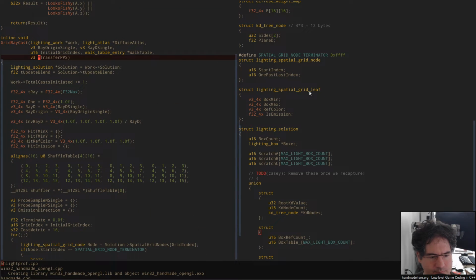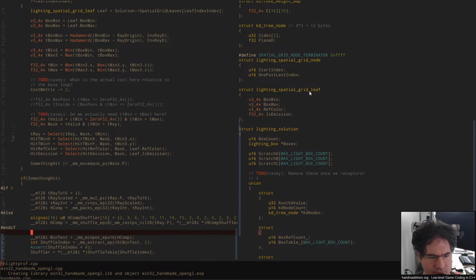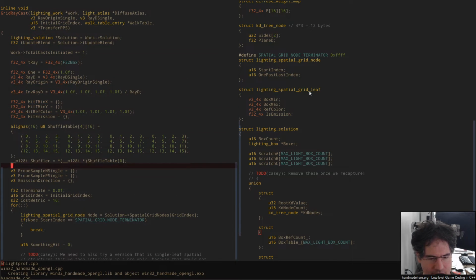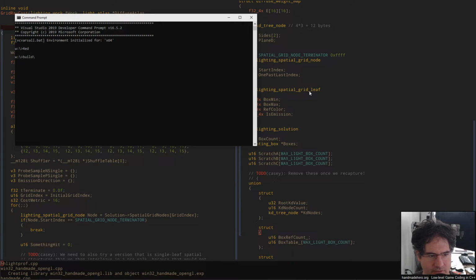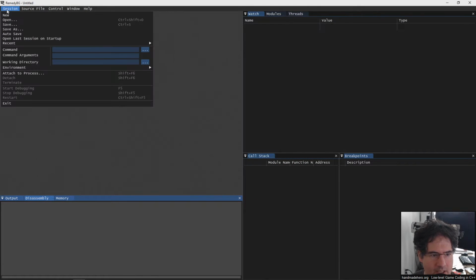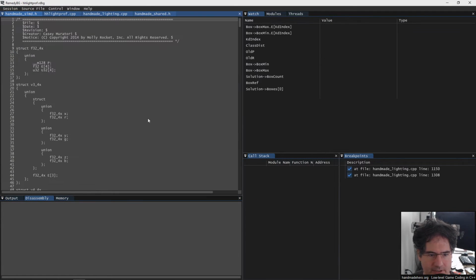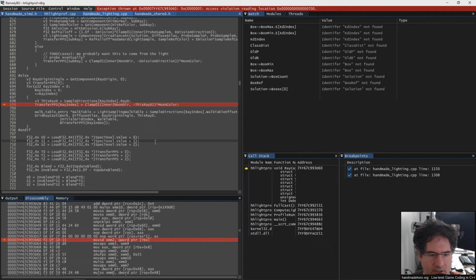I assume this should just crash, right? Because we haven't produced any of this stuff, and so it should be looking up into no man's land in both cases, right? So if I run this, I should get a, well, let me run it under remedy. So if I run the lighting profiler right now, it should just die.